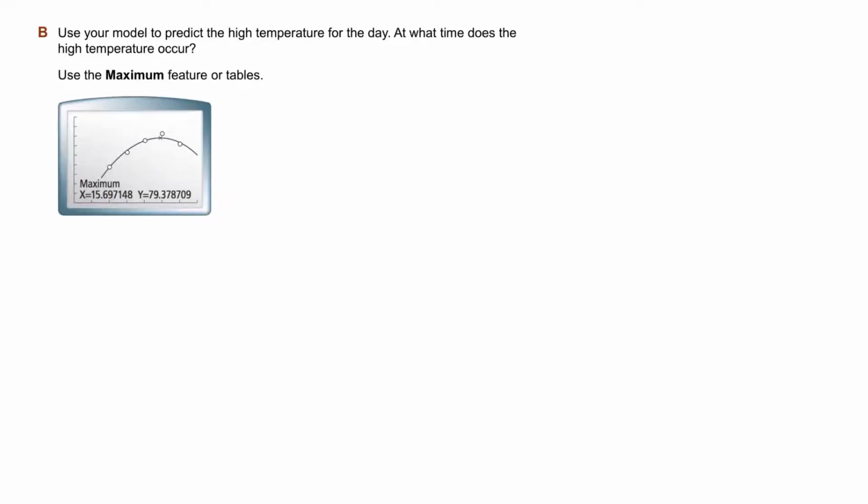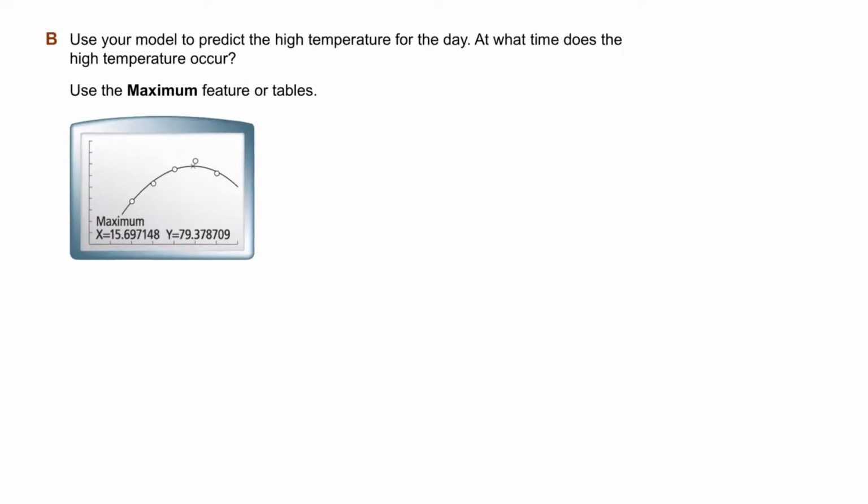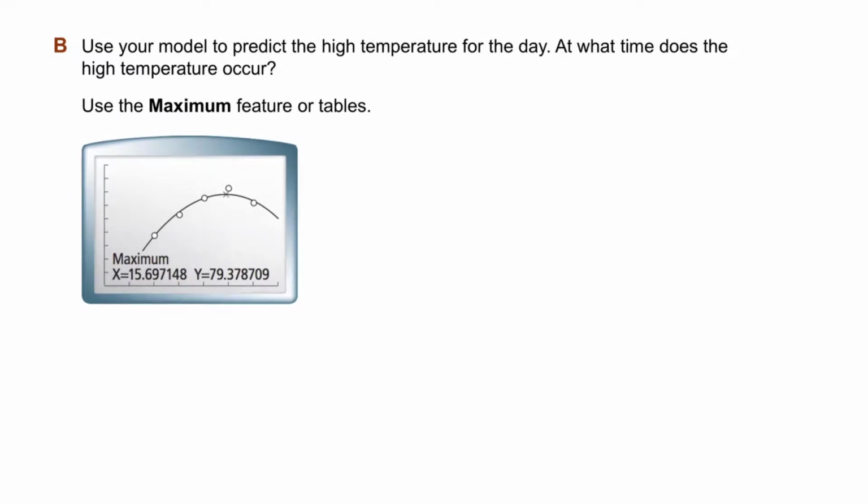When we calculate the maximum value, or the vertex, of the parabola, we find it's at x equals 15.697148, looks like a decimal approximation, and y equals 79.378709. This indicates that a time of 15.697148, so that would be a little bit after 3 o'clock, looks like a little bit after 3:30, and a y, a high temperature, of about 79 degrees Fahrenheit.